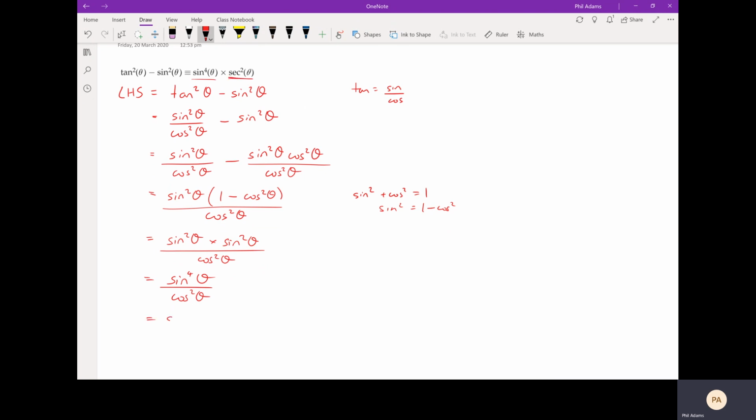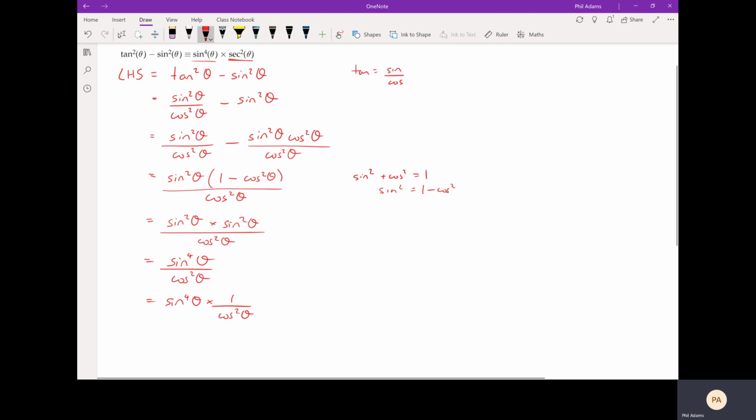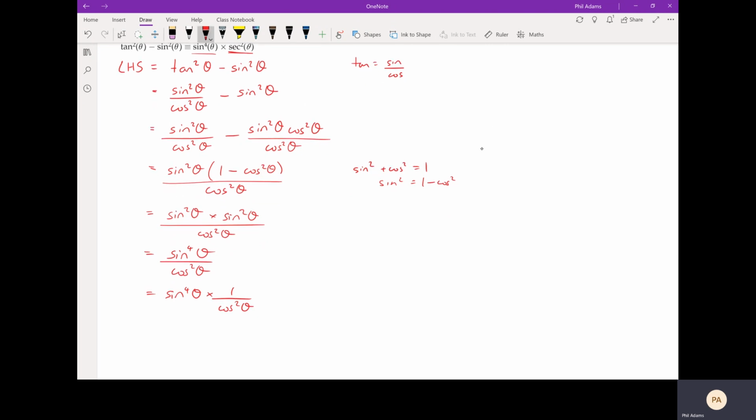Now, the way to do that here would be remembering that sec squared is the same as 1 over cos squared. So if we pull our fraction apart into two parts there, you can see now that that is actually the same as sine to the 4 times sec squared, which is what we're trying to prove. So therefore we have finished.